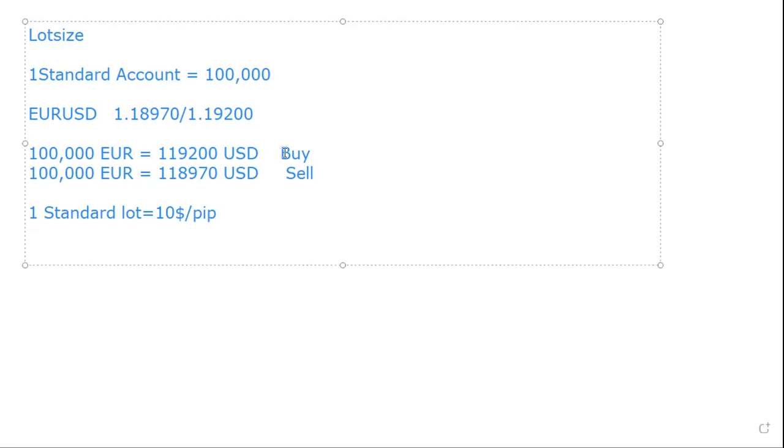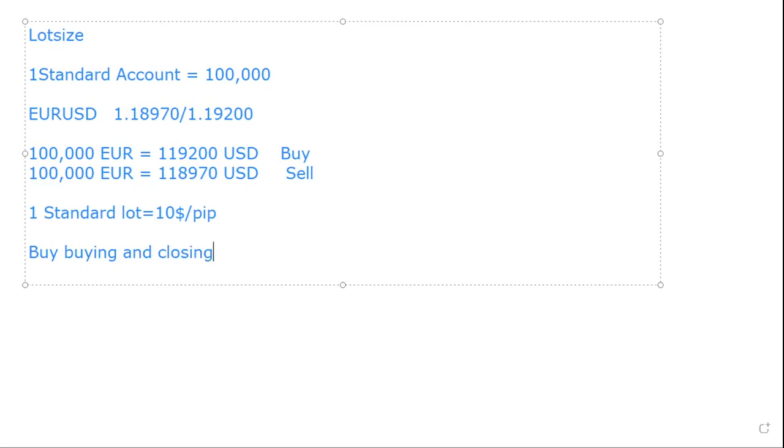Now, if that is the case, it will mean if you enter a trade, either buy or sell, let's say you entered a buy order. And on this buy order, between the price that you were buying at and the closing price of that trade, you got a profit of 100 pips.